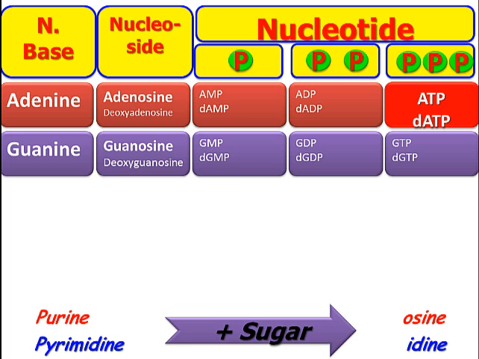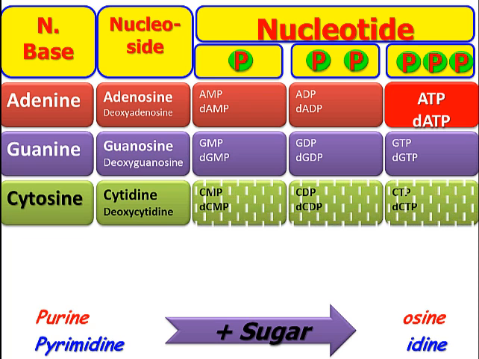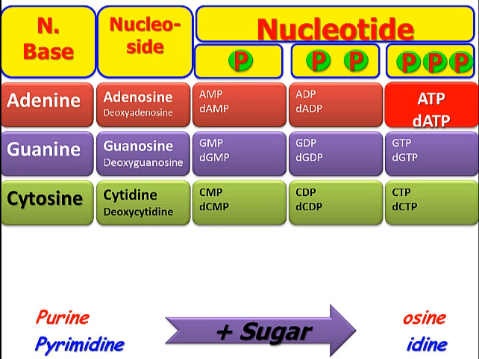After talking about purine, now turn comes to pyrimidines. Let's talk about cytosine first. With the help of the formula in the bottom line, we can assume that the name of the nucleoside with ribose would be cytidine and with deoxyribose would be deoxycytidine. In the same way, cytidine mono, di, and triphosphate and deoxycytidine mono, di, and triphosphate.